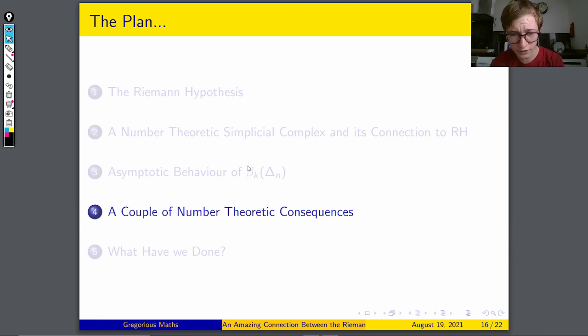And finally, we've studied some of the asymptotic behavior of these Betti numbers. I gave a three-part theorem, all of which studies different aspects. What happens if you sum the even ones? What happens if you sum all of them? What happens if you just leave it? And so now, what I'm going to finish up with is some concrete number theoretic consequences to really convince you that what we've done is useful. And then, again, at the end, I'm going to recap what we've done.